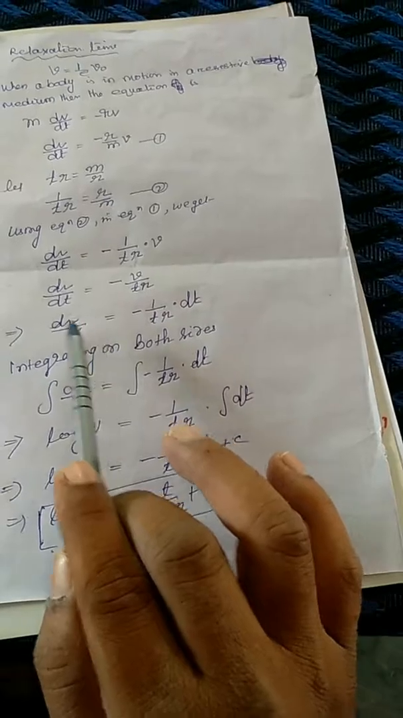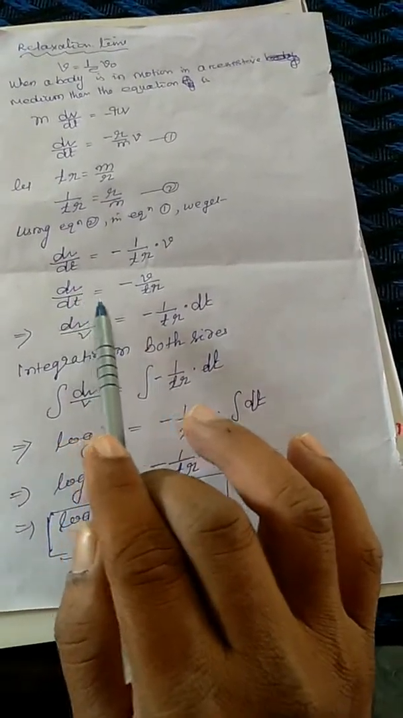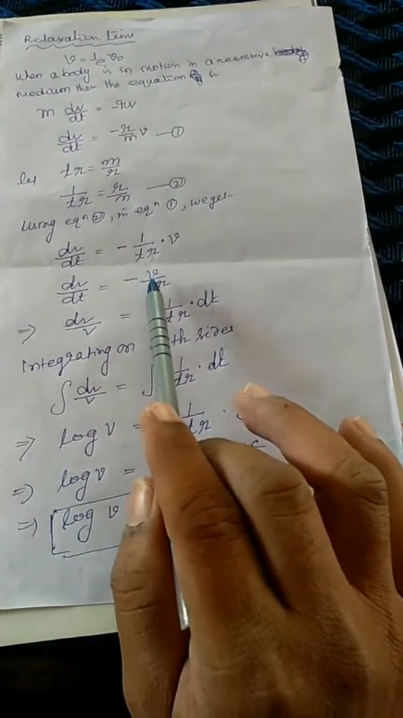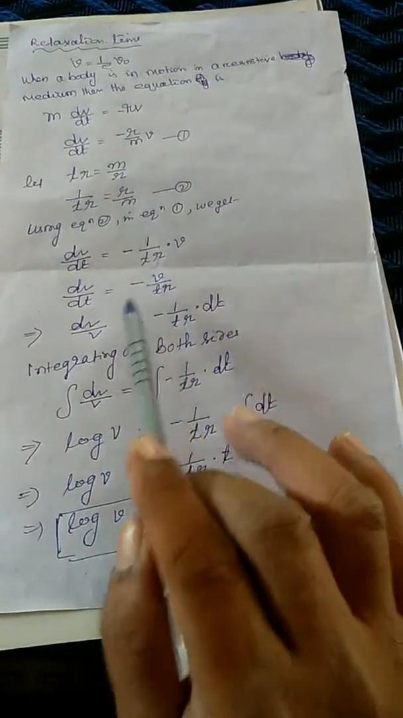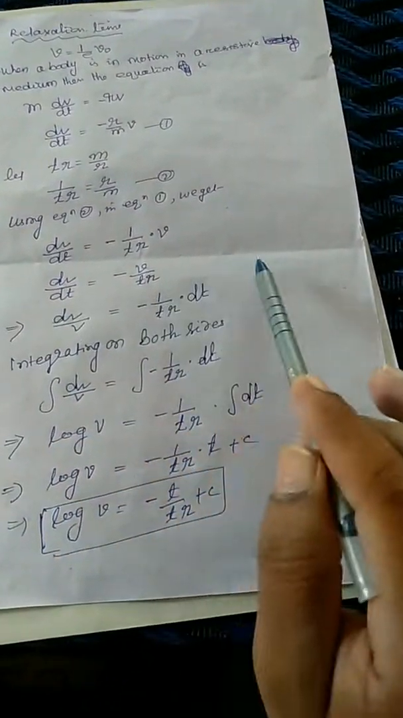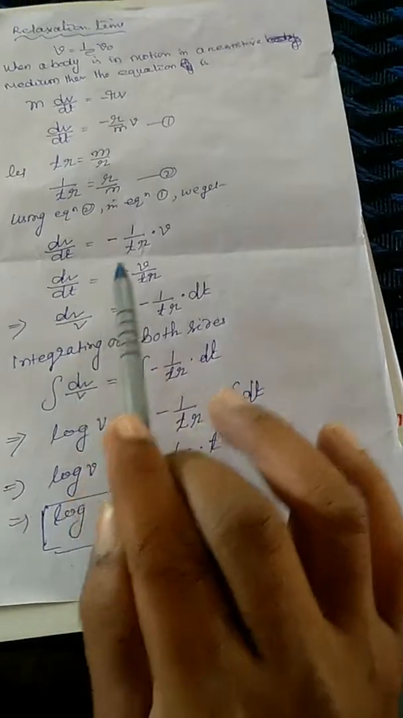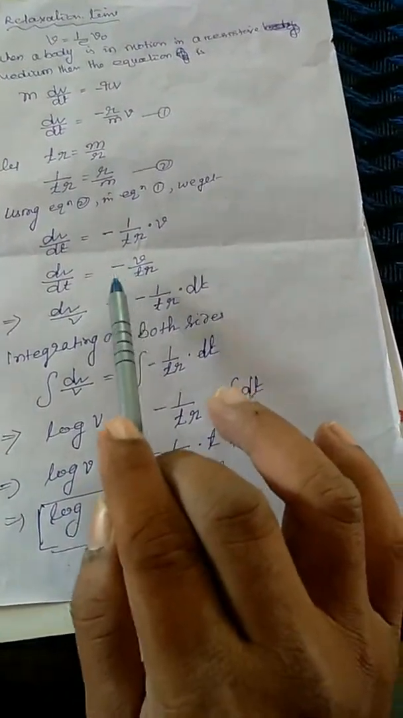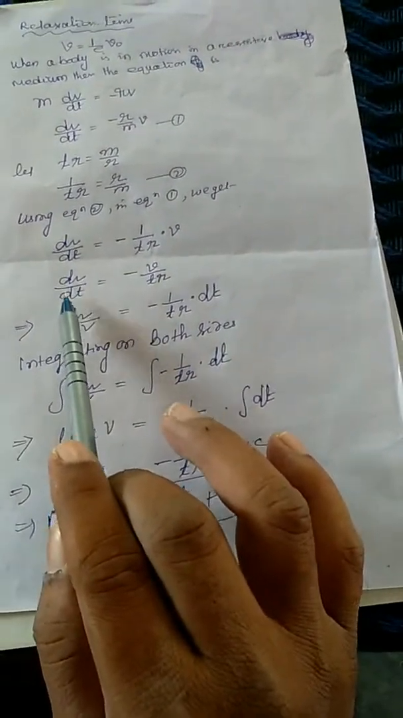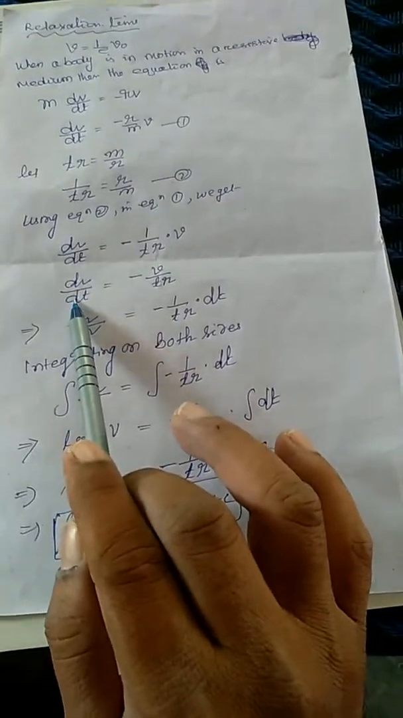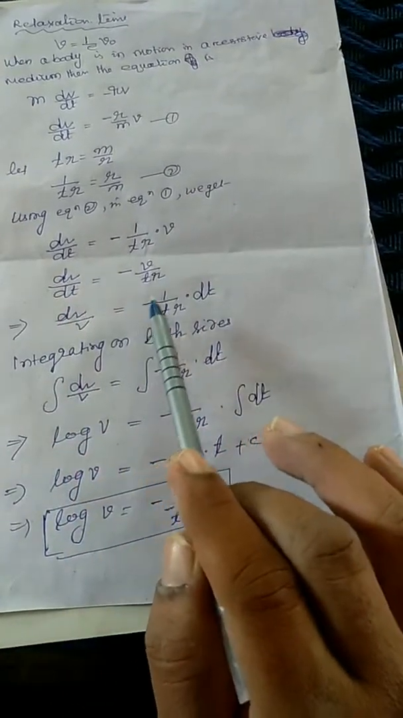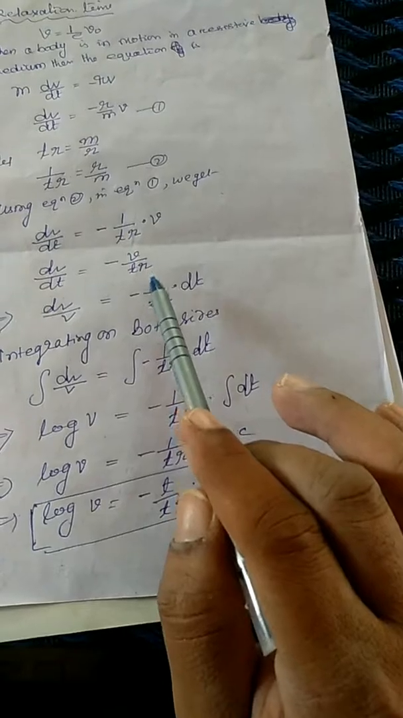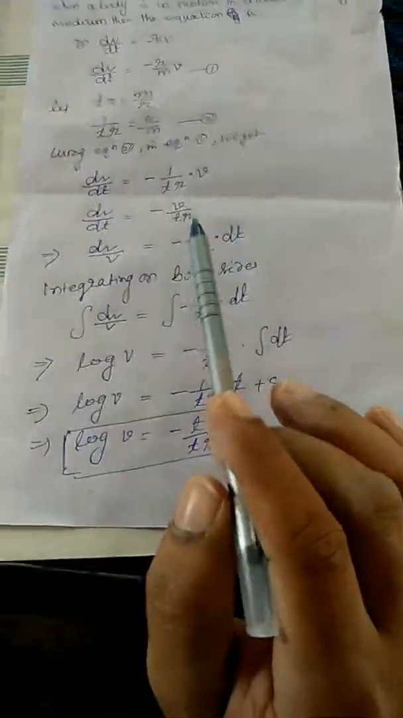To get the integration, this V is brought to this side and this dt is taken to that side. So dV by V is equal to minus 1 by TR into dt. If 1 by TR goes to that side, it multiplies as minus 1 by TR. So in this way we have done it.